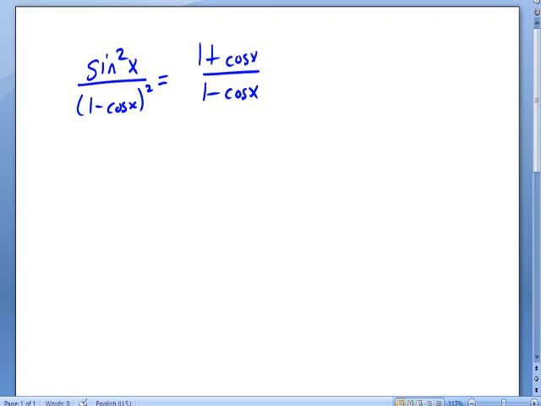The approach on these type of problems usually is to start with the more difficult side and work your way back, trying to simplify to get to the simpler side. So let's look at this as a possibility here. Now, on the left-hand side, I have a 1 minus cosine of x quantity squared. So what I'm going to choose to do is write that 1 minus cosine of x squared as 1 minus cosine of x times another 1 minus cosine of x.